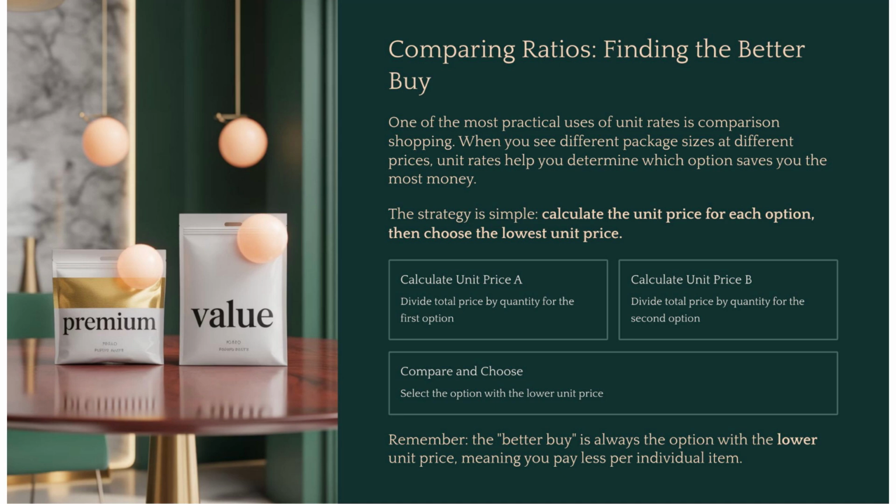One of the most common ways you'll use ratio reasoning is to determine the better buy.